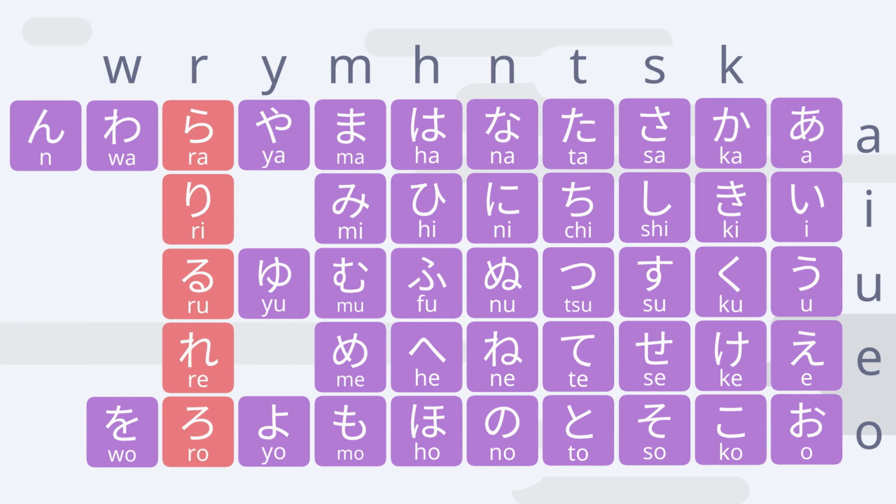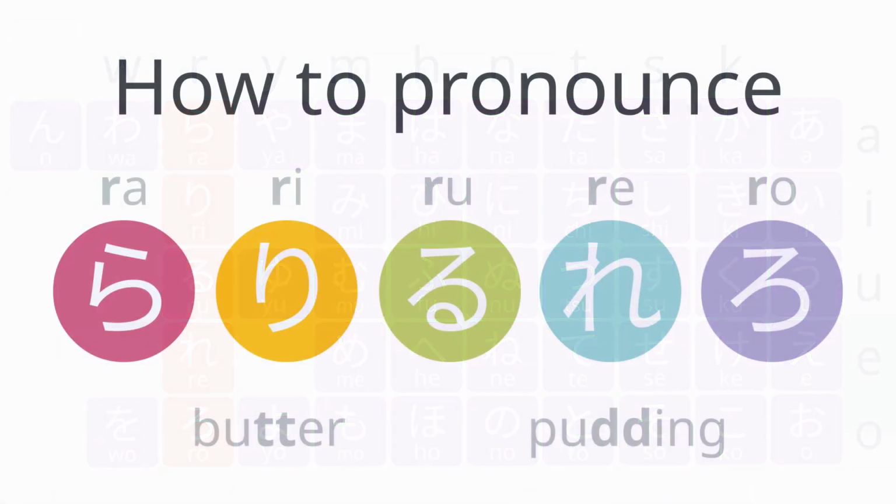In this video, we'll go over the characters ra, ri, ru, re, ro. Before we begin, let's talk about how to pronounce the consonant sound for ra, ri, ru, re, ro. When romanizing these characters, we often spell them using the letter R, but it's actually pronounced as a soft T or D sound, as in butter or pudding. Keep that in mind as you practice saying these characters.